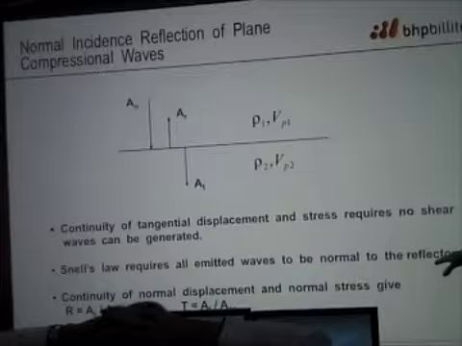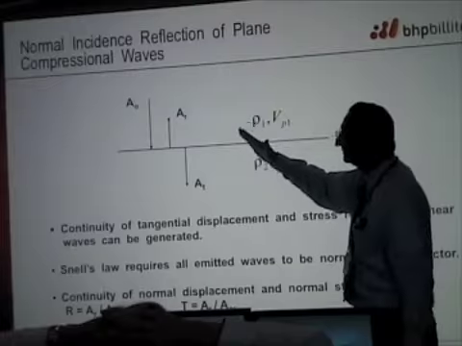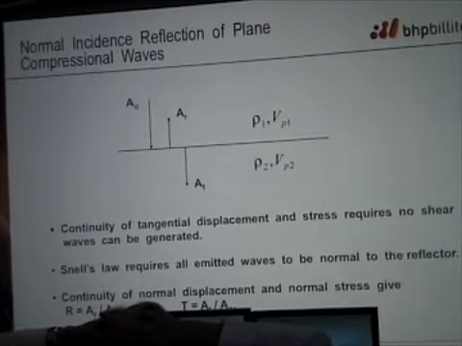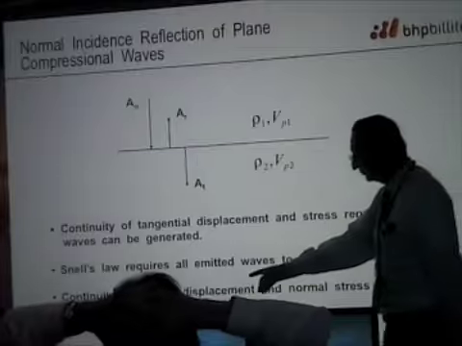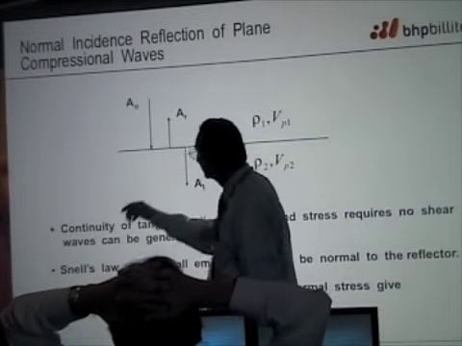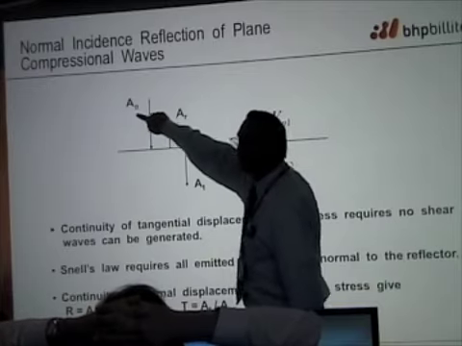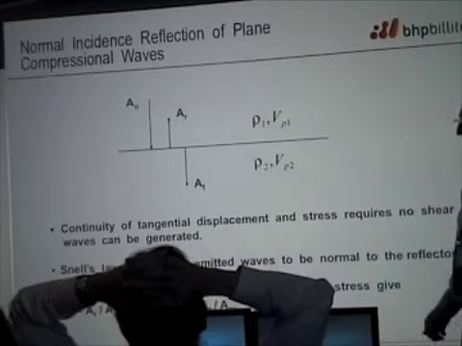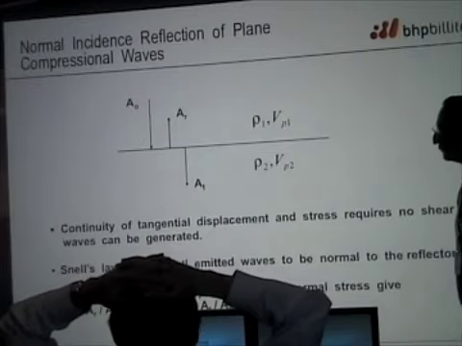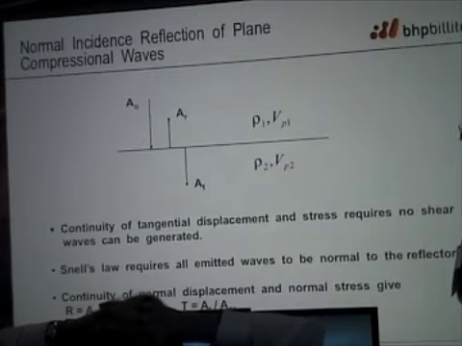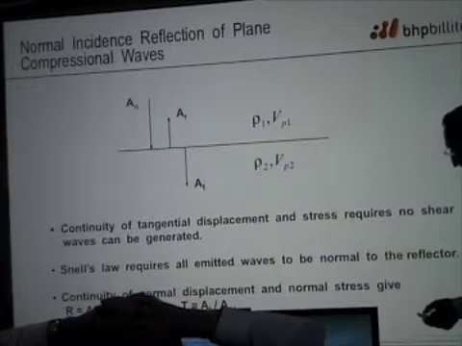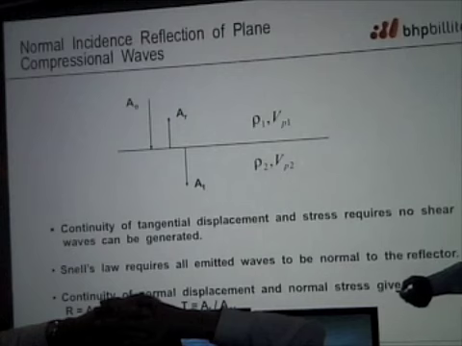Snell's law requires all emitted waves to be normal. They can't come off this way or that way. And continuity of normal displacement and normal stress will give you these two ratios of the amplitudes of the reflected wave to the incident amplitude and the transmitted wave. Those two ratios are called the reflection coefficient and the transmission coefficient. The amplitude coefficients are also energy coefficients, which are squared.